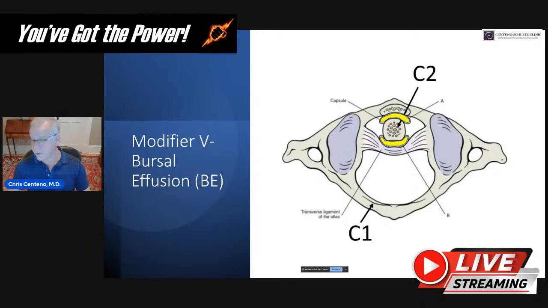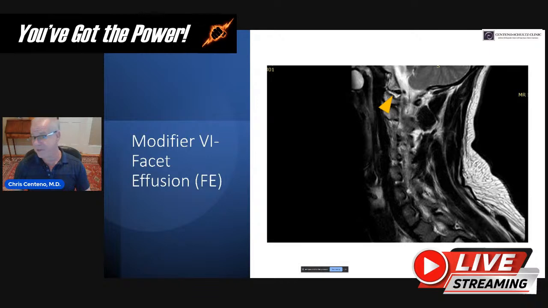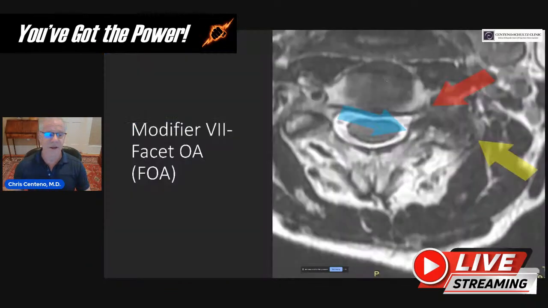You can have a bursal effusion without a big pannus, and that's these bursa that we've talked about that are in front of and back of the dens. You can have a facet effusion. I pick this up all the time on MRI. This is 0-1 facet effusion, and it just gives us more information that that facet joint is getting beat up and it's swollen. You can have facet osteoarthritis. So here, this is C2-3. This is the size of this facet joint, but look at the size of this humongous facet joint there. This one is arthritic, and this one is normal.